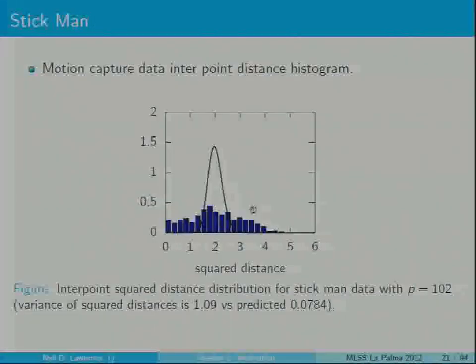So let's do the distances for this data and the theoretical curve. Okay, P is now much larger, so the expected variance around the mean distance is small. I've normalized all this data so each dimension has variance 1, so the expected squared distance is 2. But what we observe here is that the variance is 1 versus the predicted 0.07.